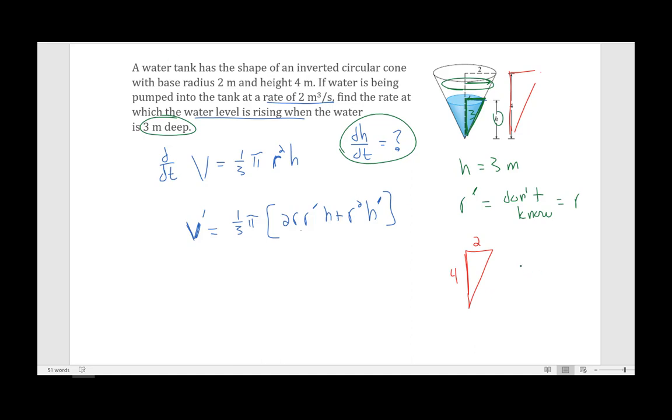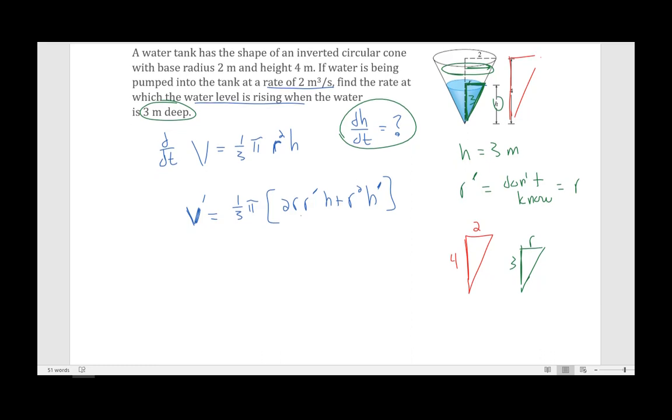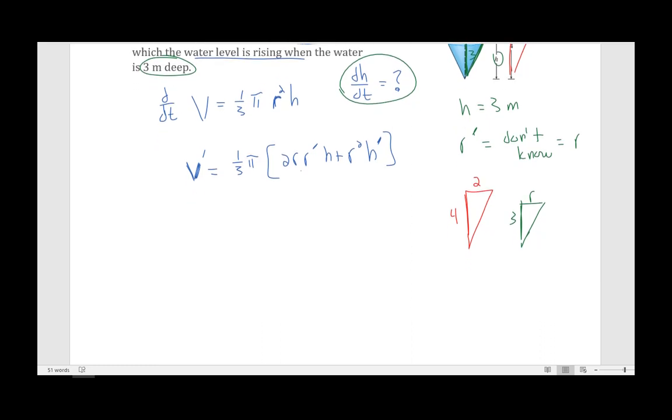So we have the r, we don't know. The height is 3. So we can use similar triangles here. There are a couple different ways to write similar triangles. The way I like to do similar triangles is, let's say, small side to big side, small side to big side. So I'm going to say r over 2 is to 3 over h.